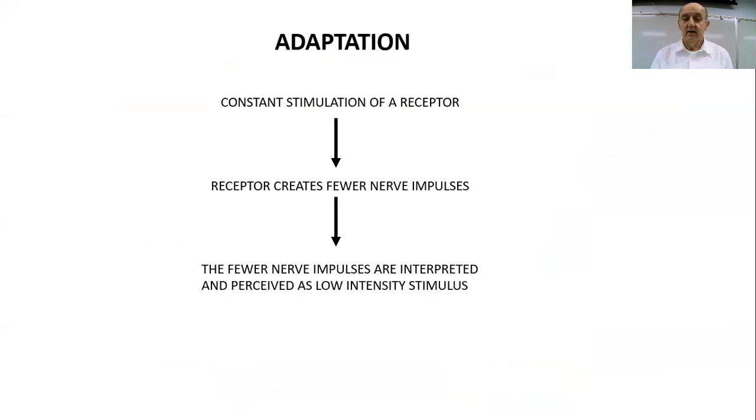This is an inherent property of all sensory receptors, that when we have constant stimulation of a receptor, that receptor will create fewer and fewer nerve impulses. Why do we care? Or how do we notice it? How do we know this? We notice it because fewer nerve impulses mean that we are perceiving low intensity stimulus. So how can we possibly test this or demonstrate it? And this is what this lab experiment is about.